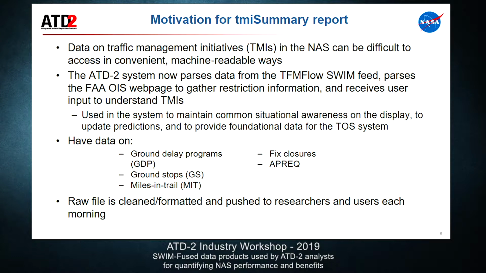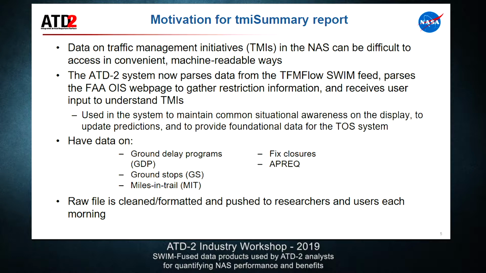So the ATD-2 system, the data back end, parses data from one of the SWIM feeds that provides this sort of information. It looks at the OIS web page and tries to turn that into machine-readable text, and receives user inputs. Particularly in the North Texas region, users do input specific miles-in-trail or fix closure. They update and change those, and it gets into the system that way.